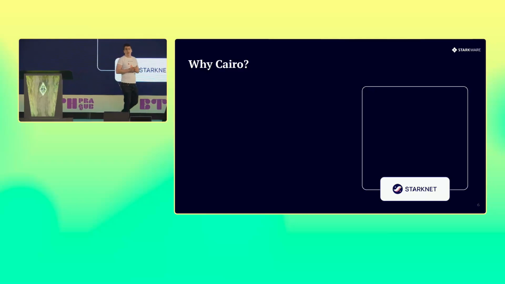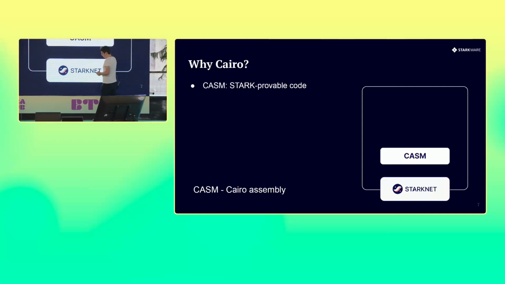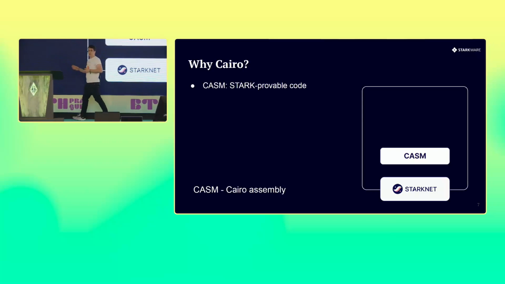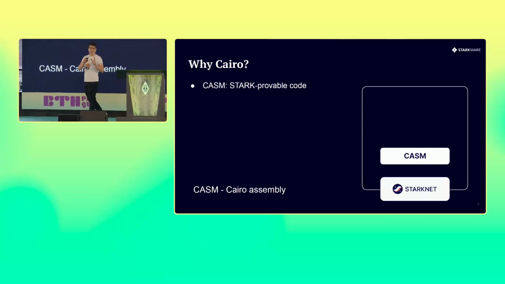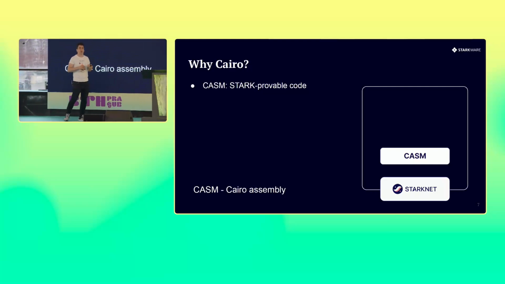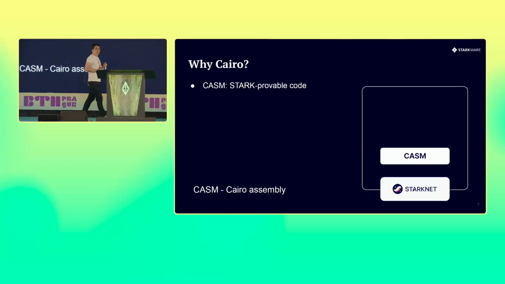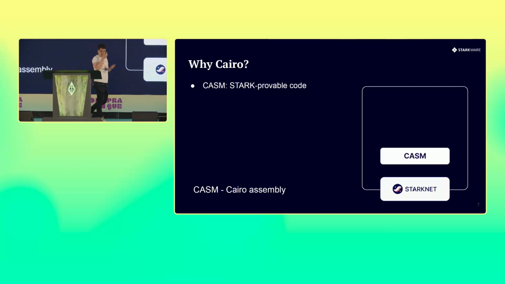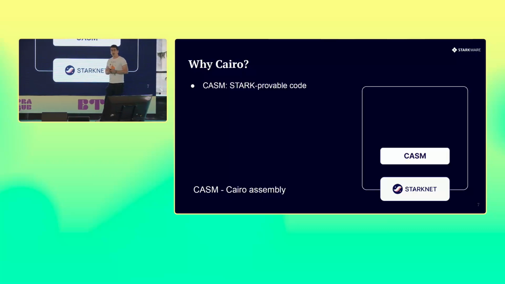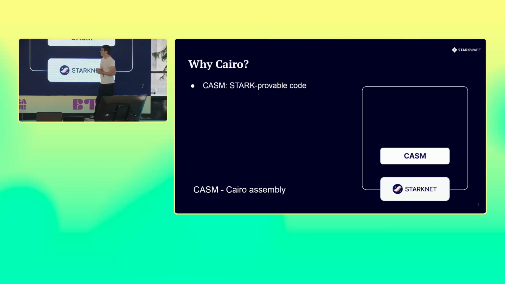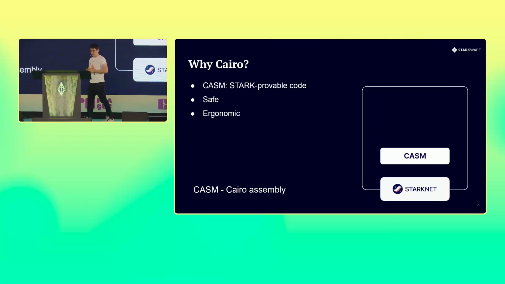But the question is, what can we prove? What do we prove? So we prove Casm code. What is Casm code? Casm is Cairo assembly. In our company, we developed this really unique and compact assembly language that we can prove anything that is written in Casm. But I don't want you to write in an assembly language, right? So on top of Casm, we want to achieve two things. We want to achieve a language that is safe and ergonomic.